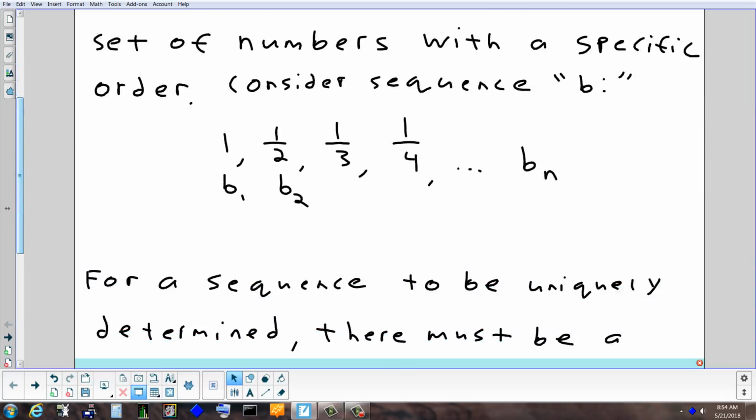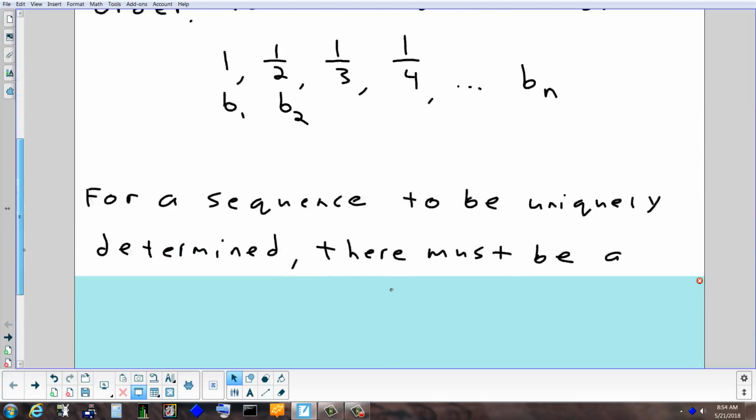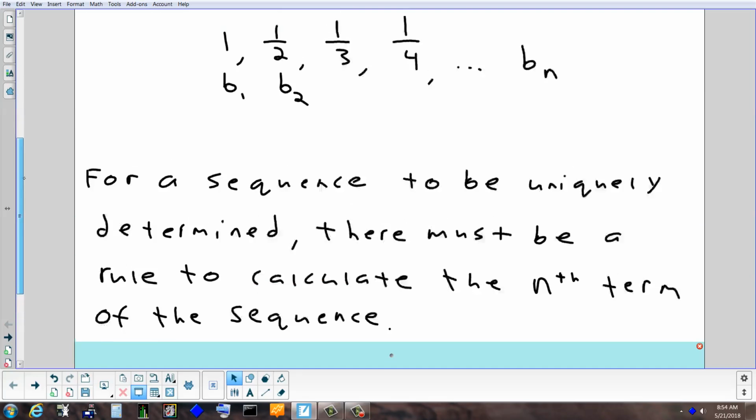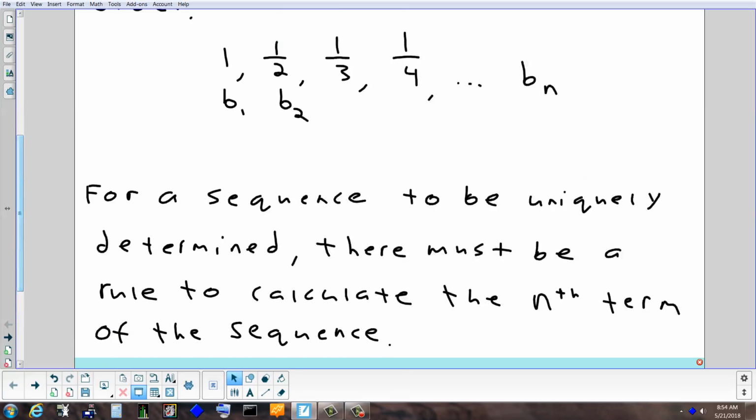So for a sequence to be unique, there has to be some kind of formula, as I said earlier, to calculate the terms. Now, there might be more than one formula for the same sequence, but chances are if you come up with a formula for the sequence that I'm showing right here, and somebody else comes up with a formula that looks different, they're probably really the same formula. Because if they're giving you the same sequence, you can probably reduce it a little bit so the formulas would look the same.